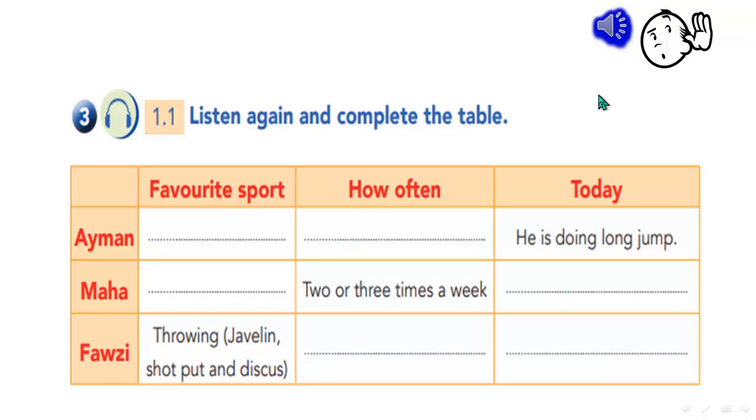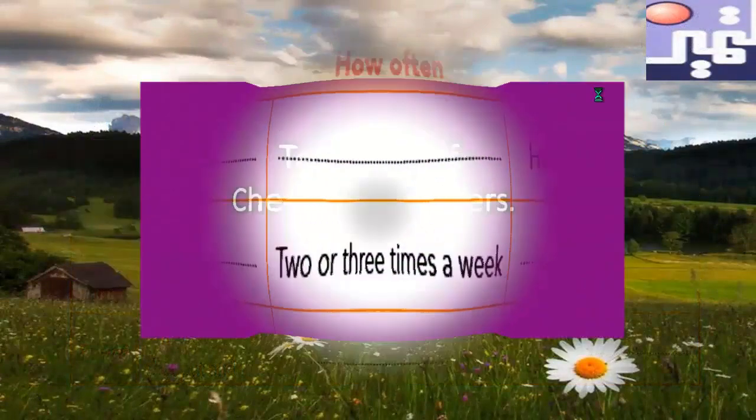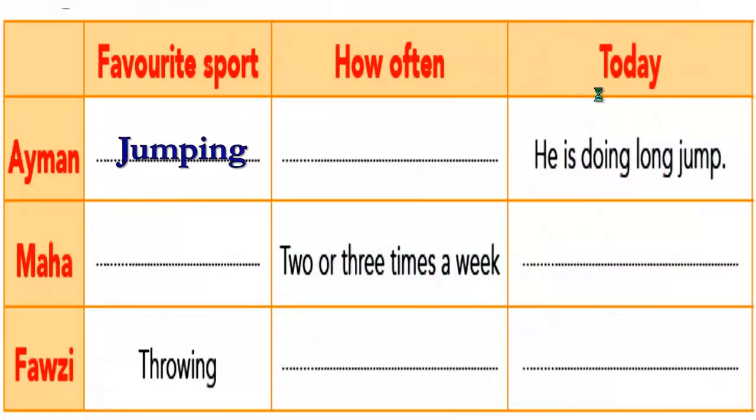Okay, now after we listen, let's complete the table together. Okay, let's start with Ayman. Ayman, his favorite sport is jumping. Okay, what about Maha? What's her favorite sport? Maha, her favorite sport is running. For Fauzi, his favorite sport is throwing.